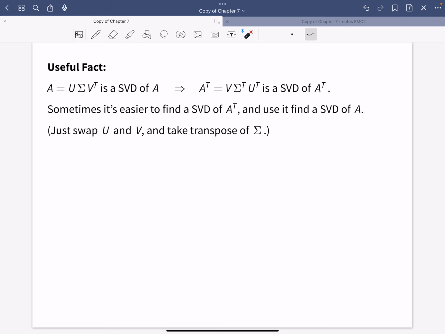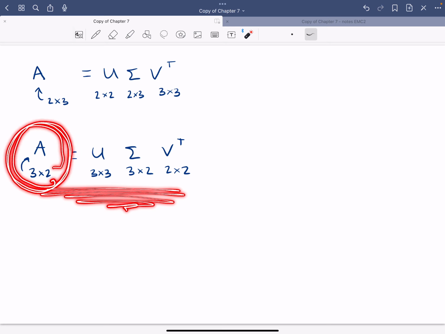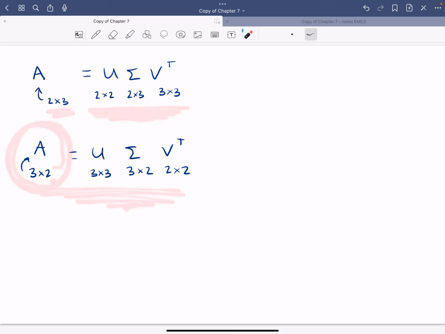Well, if going through those examples, you really liked this example and you really didn't like this example, or vice versa. Well, if you liked this example, but you're given a matrix like this, what you can do is take the transpose of this matrix. That's going to become a 2 by 3 matrix. Then you can find a singular value decomposition of that 2 by 3 matrix, which, because it's shaped the way you like, will be easier, or at least the process you'll like a little bit better. And then once you've done that, take the U matrix you found and the V matrix you found and swap them, and then take the transpose of sigma.